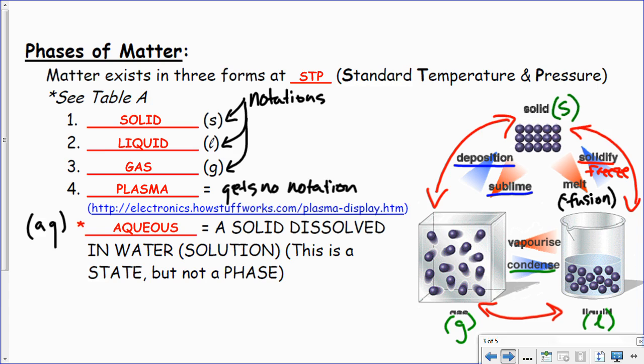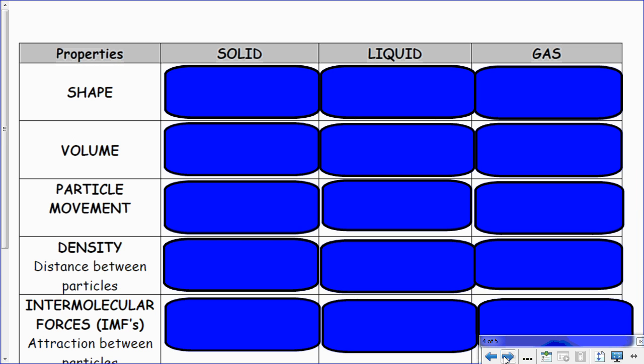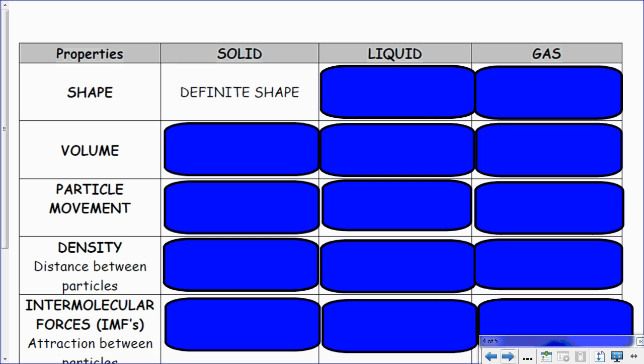Now, we're going to get into the second part of this page here, which are the properties of solids, liquids, and gases. Let's start on solids with the shape. Definite shape.